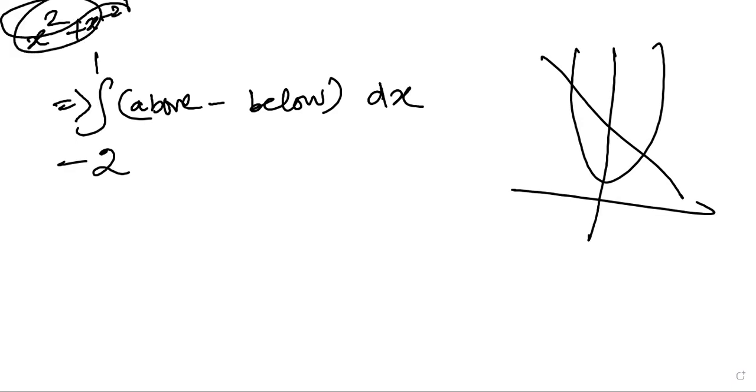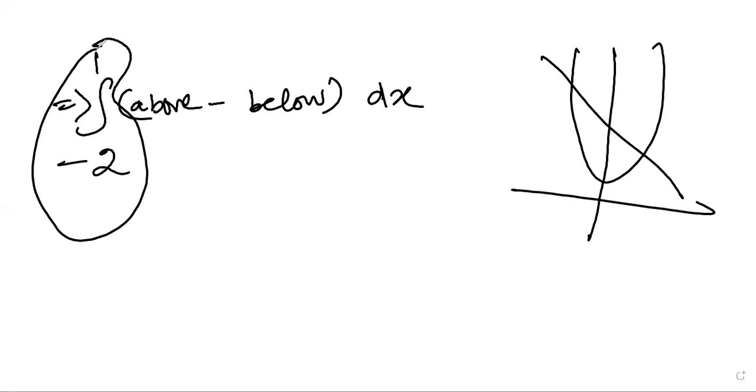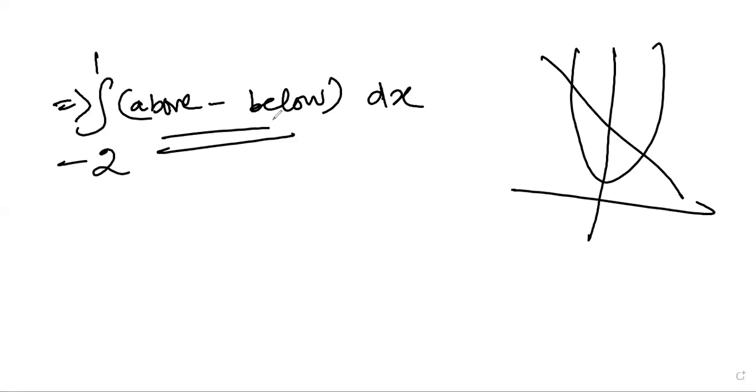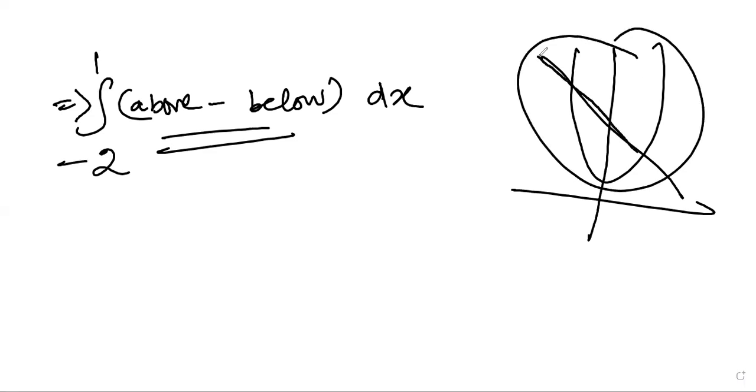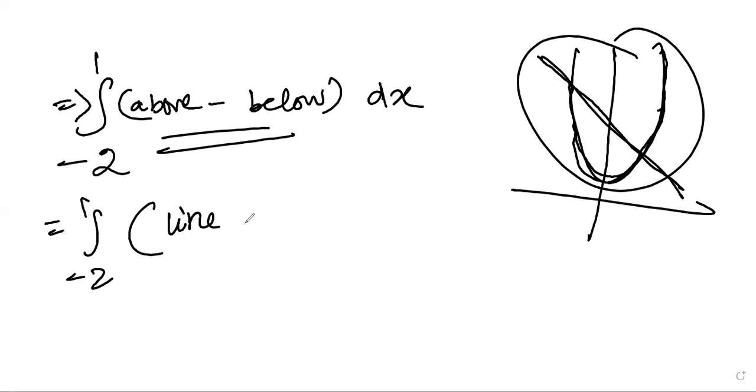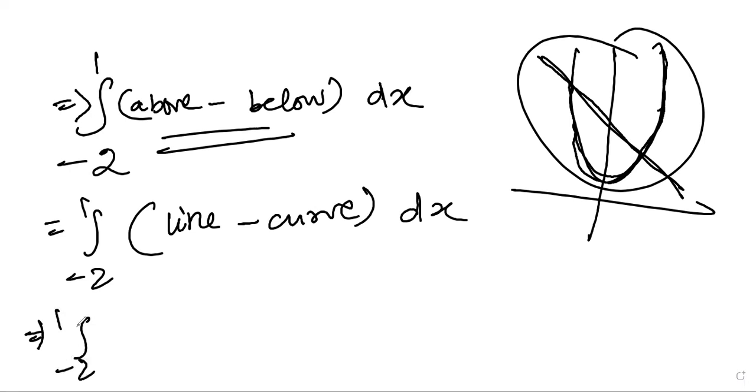So if you're getting the quadratic equation in the form of x, you also have to write the limits in the form of x, because you are factorizing the quadratic equation which is in the form of x only. You have to write the above function minus below function. Above means you check which seems to be above: the line, and then the curve lies underneath that. So it would be the line equation minus the curve equation, integrating with respect to x, from -2 to 1.